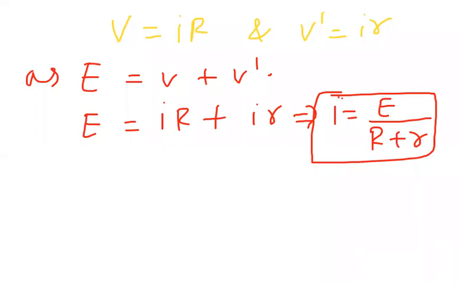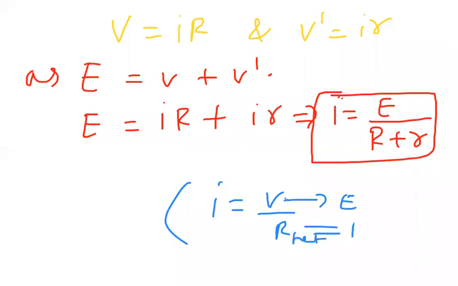In Ohm's law also, I is equal to V by R. Here V corresponds to E, and here R net we can take as the total resistance. Total resistance is external resistance plus internal resistance, so external resistance plus internal resistance is the net resistance. V is the potential difference, and here we are supplying it through EMF.